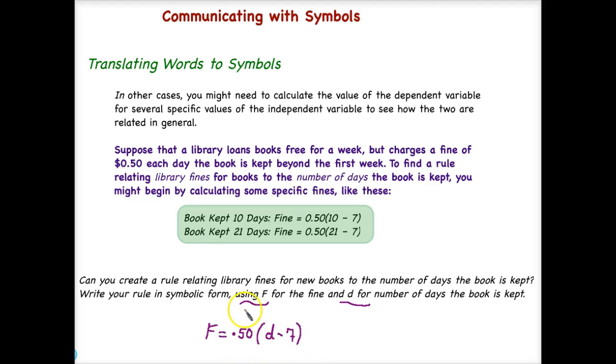Now, this could be used for every member who checks out a book, except for, what if a member only checks out a book for 6 days? Well, that would be a strange calculation. So we might want to just put a restriction on this and just say that the days have to be greater than 7 in order to use this equation.